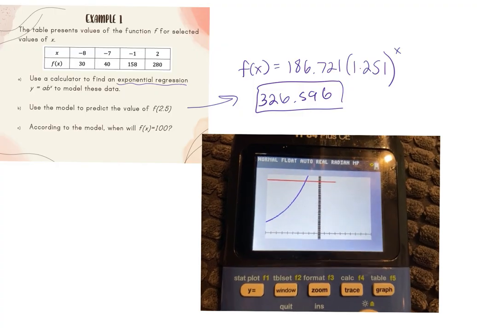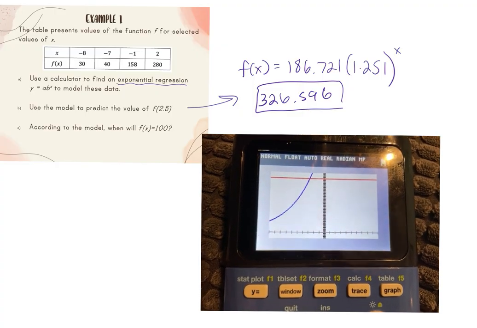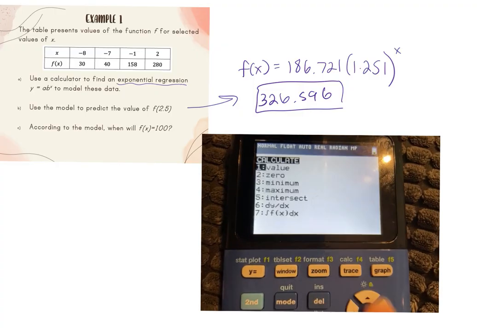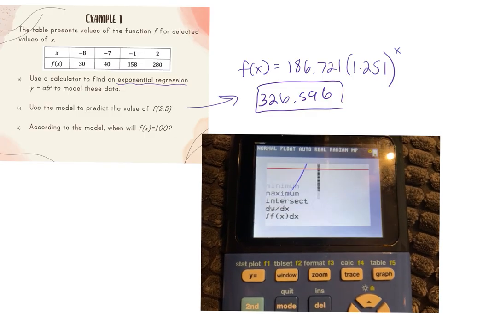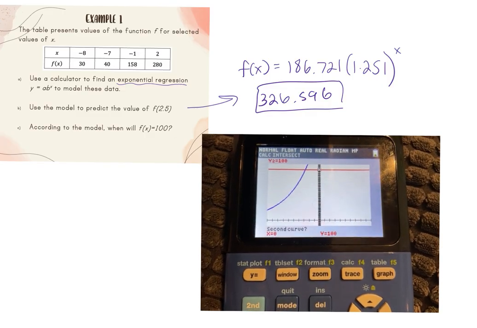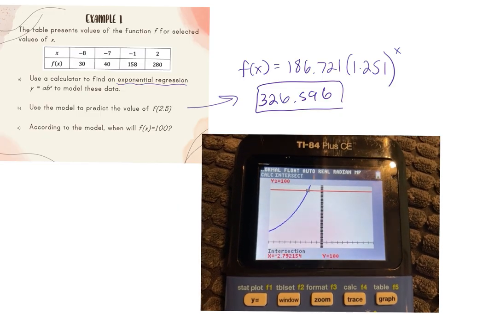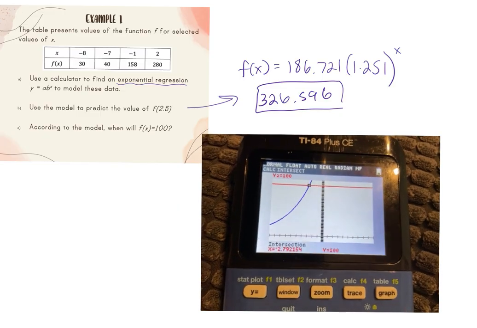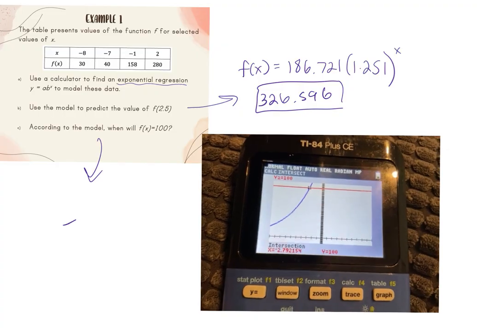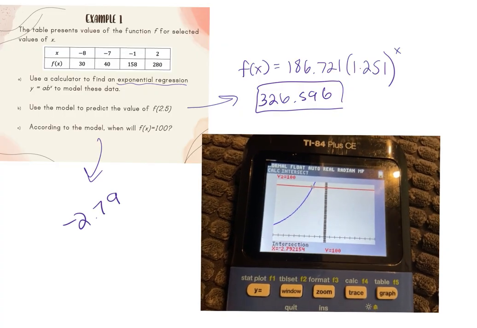And there's my horizontal line. So second trace, I want to see where these intersect. Hit enter on the first curve, enter on the second curve, and guess. And it brings you to the intersection, which is negative 2.792.